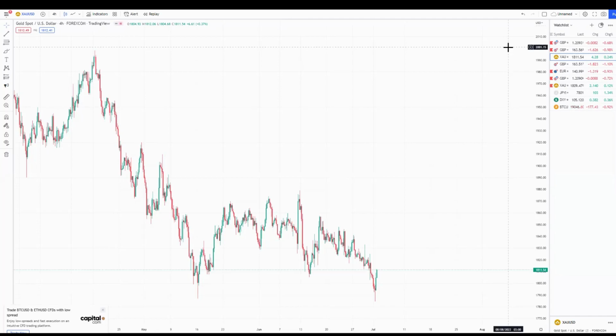Here we are about to look at the same pairs we've always been looking at: GBPUSD, GBPJPY, and XAUUSD for this new week's market.